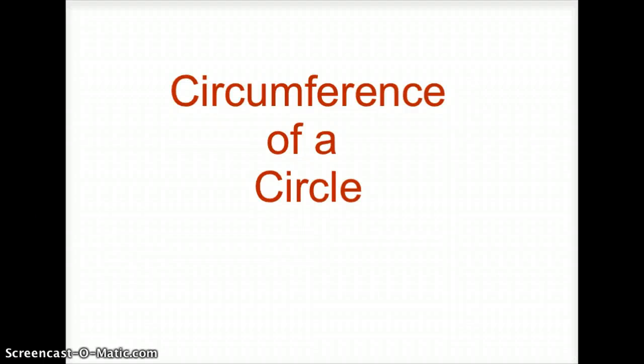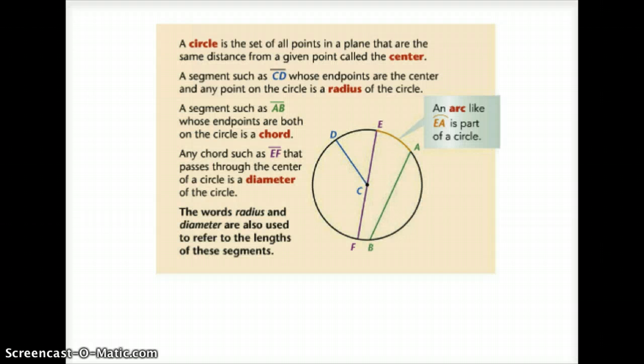So we're working on circumference of a circle today. At this point you should have some paper out on your desk while you're watching the video to take notes and to do some example problems. First we're going to go over some key terms about circles.